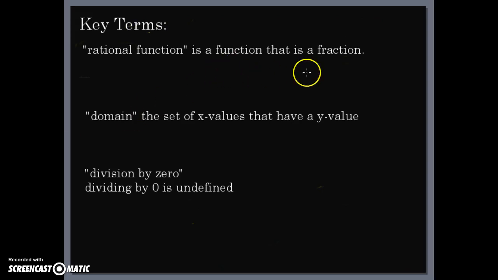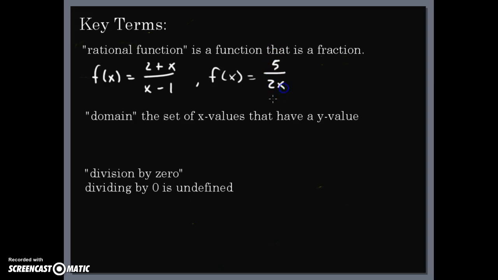A rational function is a function that is a fraction. So it's functions that look like f of x equals 2 plus x over x minus 1. It's when you have a function that has a denominator and a numerator, just like this one does. Or another example would be f of x equals 5 divided by 2x. These are examples of rational functions, ratios.